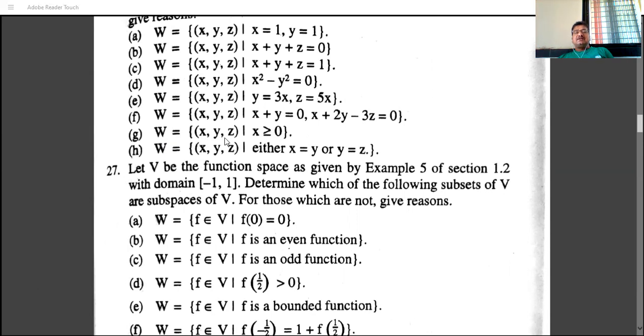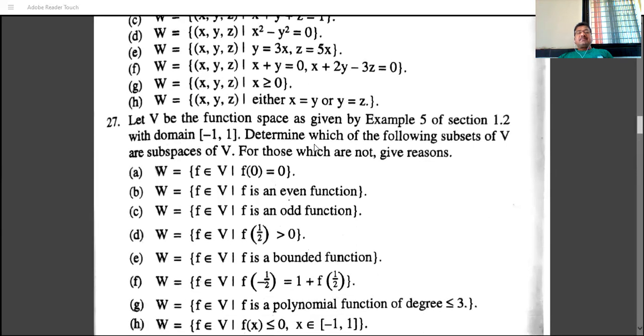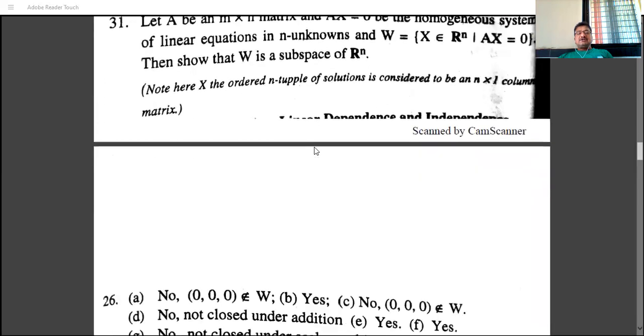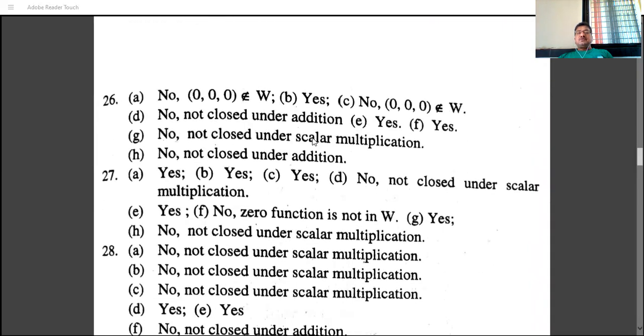Then if you take scalar K equal to minus 2, then K into u bar, that is 1, 2, 3 into minus 2, is minus 2, minus 4, minus 6, which is not an element of W, because the x coordinate is not greater than or equal to 0. So it is not closed for scalar multiplication, and therefore the second property fails for G, and therefore G is not a subspace. Here G is not closed under scalar multiplication. H is not closed under addition.